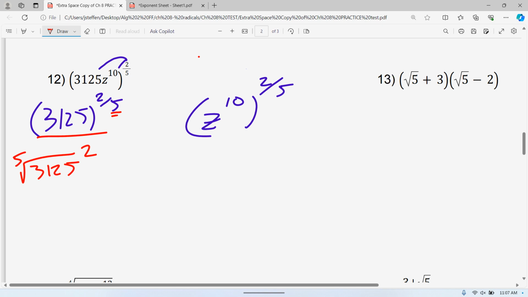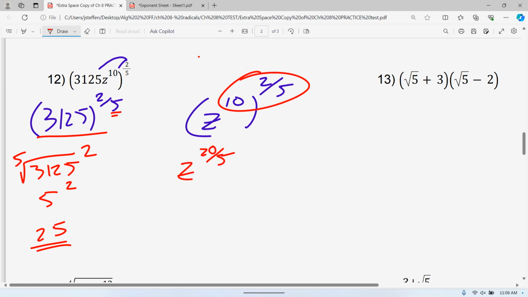So the radical of 3,125 is 25. Sorry, the fifth root of 3,125 is 25. But you still need the square because we haven't squared it yet. Oops. Sorry, I'm jumping ahead of myself. Rewind. The fifth root of 3,125 is 5. And that's what makes it 25. I looked at the wrong place on my answer key. Raised to the 20 over 5, which is z to the 4th. So your answer is 25 z to the 4th.